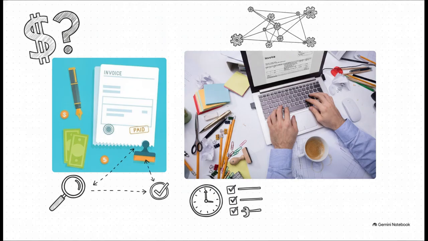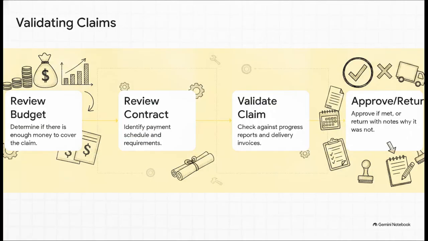You have to check if the quality of service was actually met, if the deadlines were adhered to, and you have to scrutinize all the supplementary paperwork to ensure every single contract term was satisfied before you release even a single dollar. To pull this off efficiently, you've got to follow this exact checklist. First, review your budget documents.